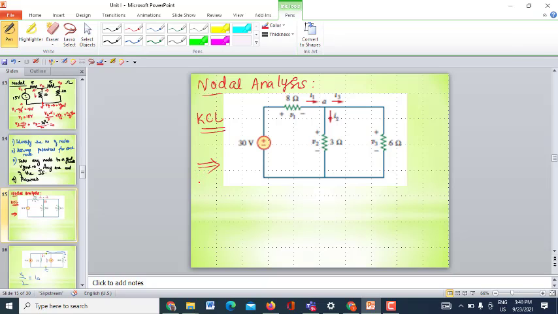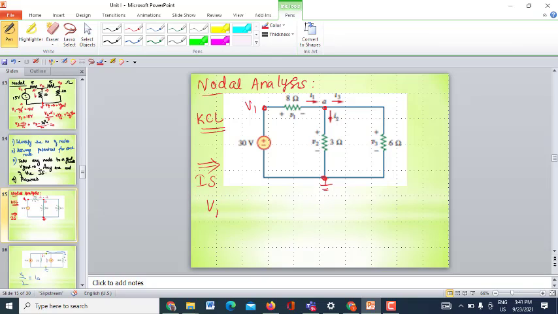So first, when you see a circuit, look at it and identify what type of circuit it is. This is a circuit with an independent source; you have only one independent source. If I need to find the current flowing through the 8 ohm, 3 ohm and 6 ohm resistors, how will you find this? How many nodes do we have? Here we have one node, let it be V1. Here we have another node, let it be V2. This is the third node, which is the ground node.